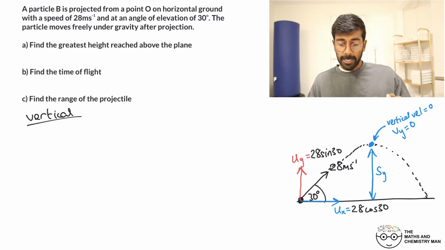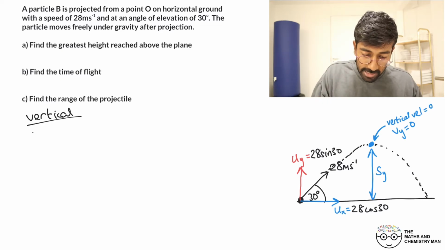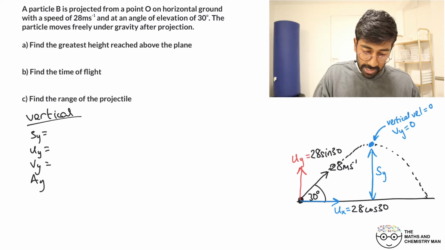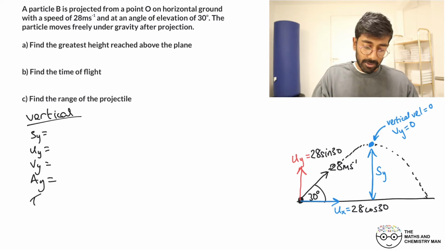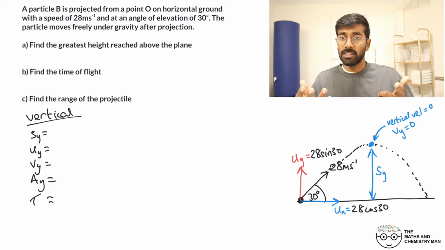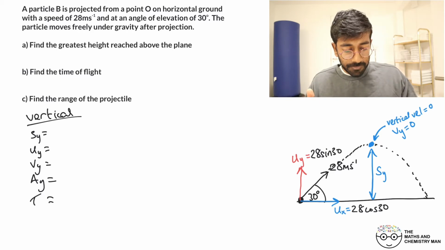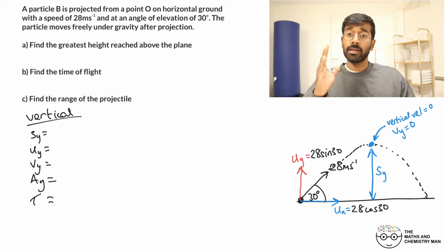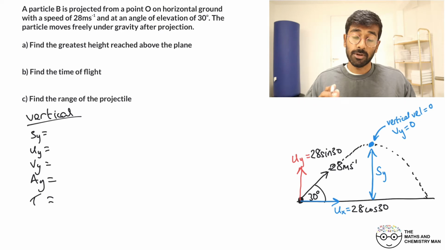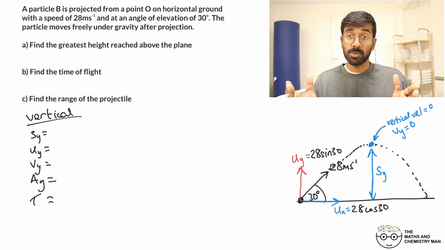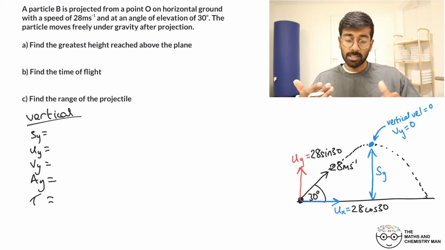So what we should do now is set up a few key bits of info. For the vertical, we're going to put down s in the y direction, u in the y direction, v in the y direction, a in the y direction, and t. So I've just put suvat out there, and we're going to start filling out the info that we have. Now, I'm going to take everything going upwards to be positive. That's really important. You must decide what's positive so you know what signs to use.